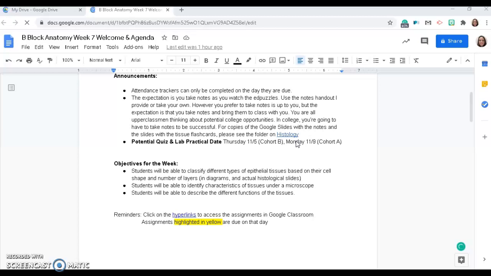This week, you're going to be able to classify different types of epithelial tissues based on their cell shape and the number of layers in diagrams and on actual histological slides. You'll also be able to identify characteristics of tissues under a microscope, and you will be able to describe the different functions of these tissues.